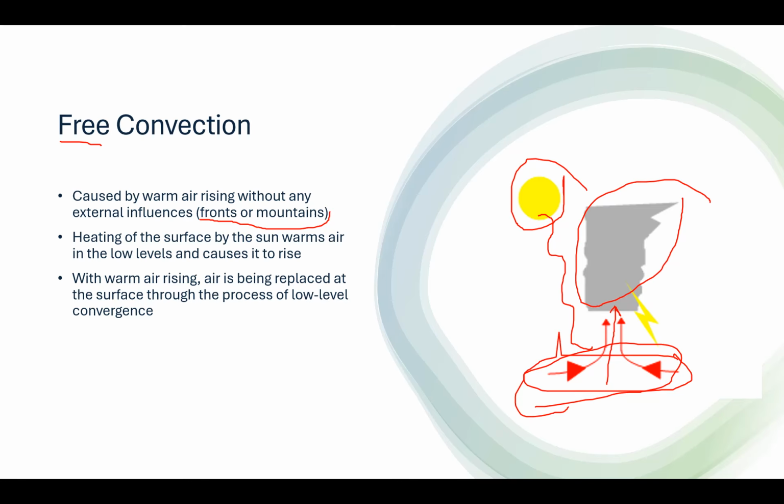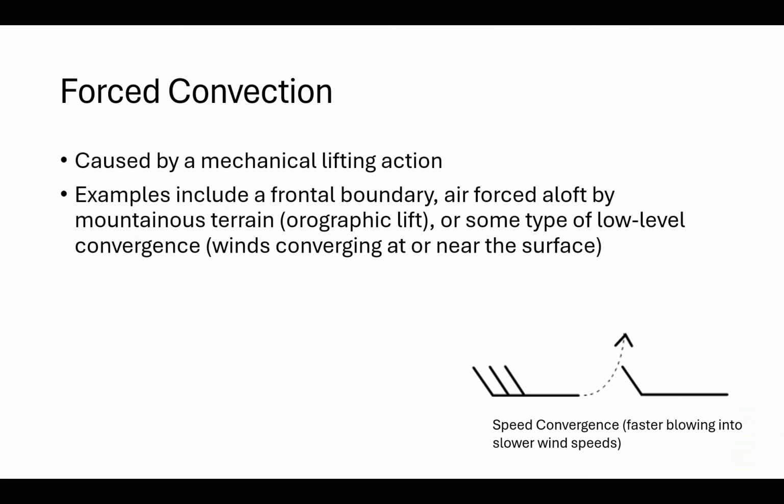Now, this free convection is most likely going to be happening in the summer, when we have the most intense incoming shortwave solar radiation. Forced convection, on the other hand, is caused by mechanical lifting action. It would include a frontal boundary, okay? We have that happening right now where I'm at today. A cold front is moving into an area that has warm, moist air ahead of it, and we've seen a lot of showers and some scattered thunderstorms. A more unstable atmosphere today where I'm at because of the frontal boundary and mechanical lifting action, forced convection.